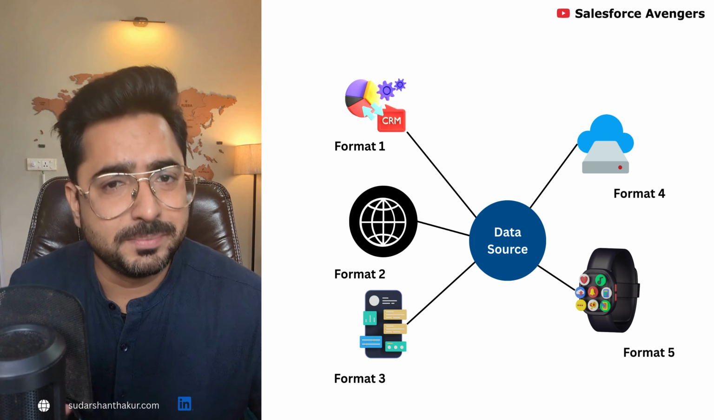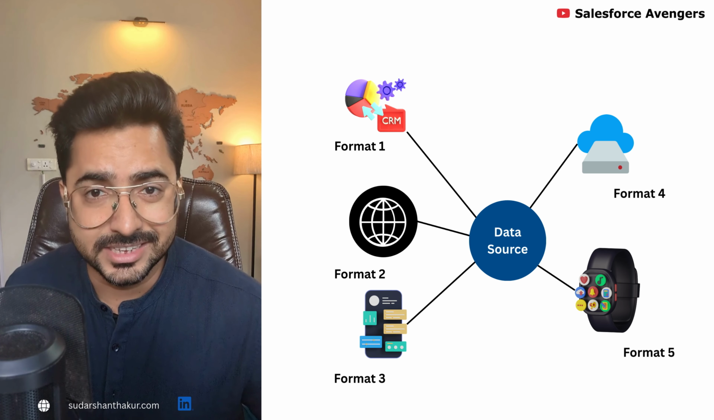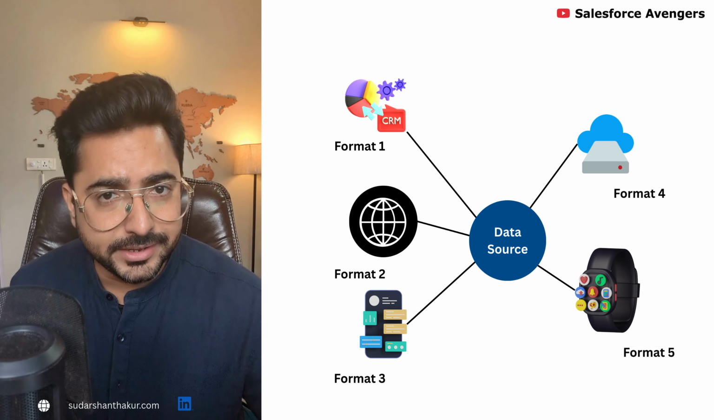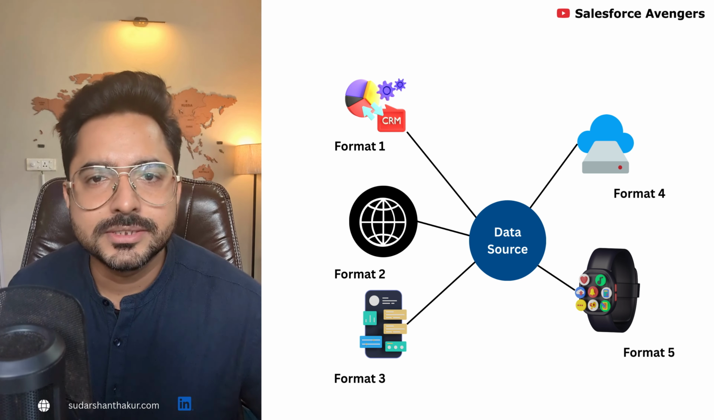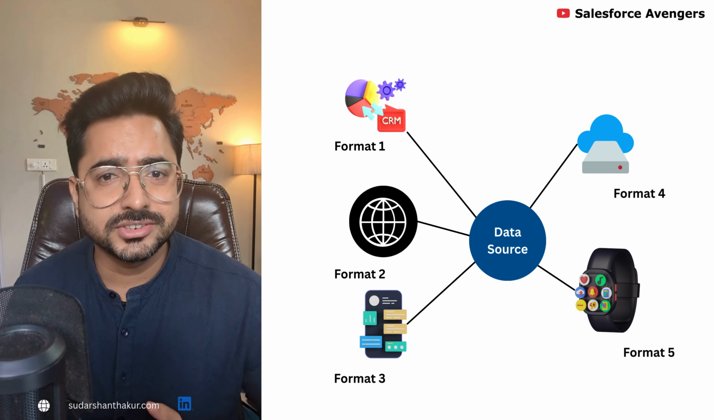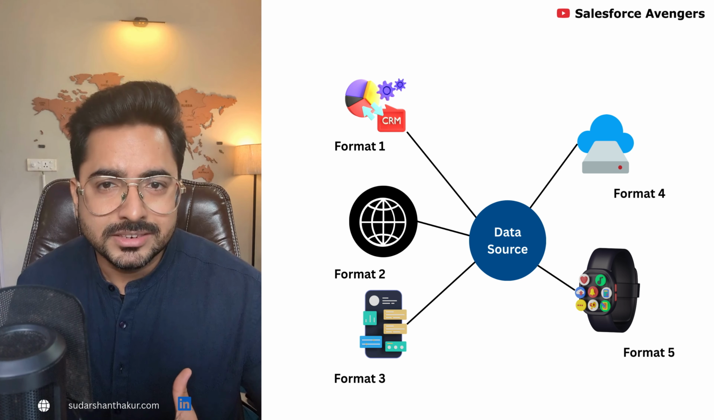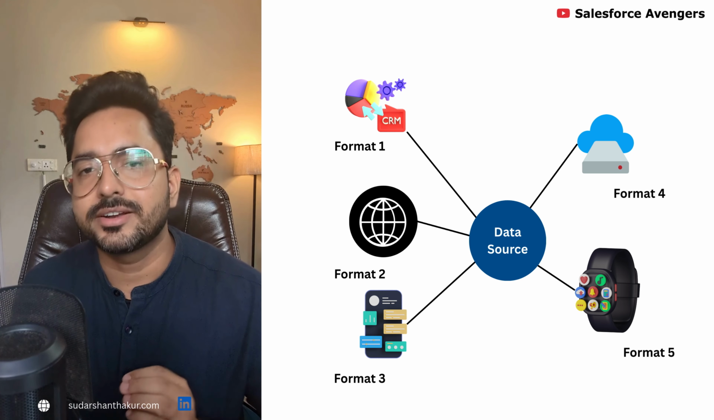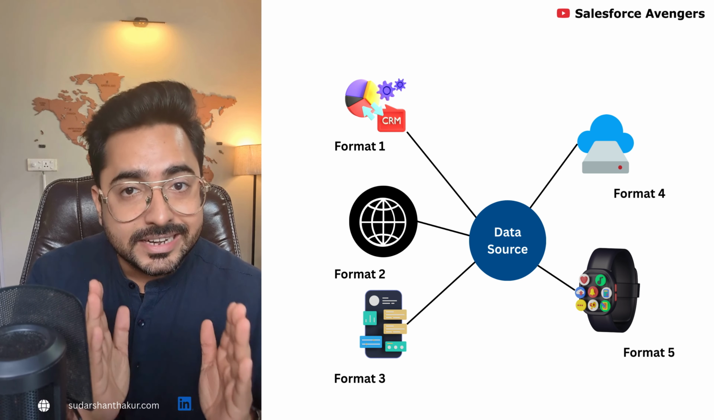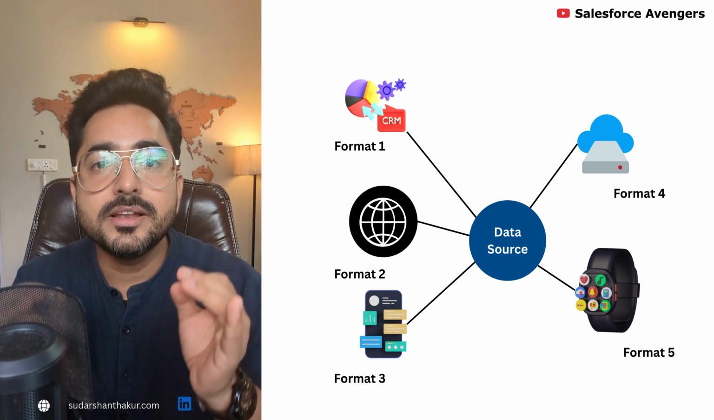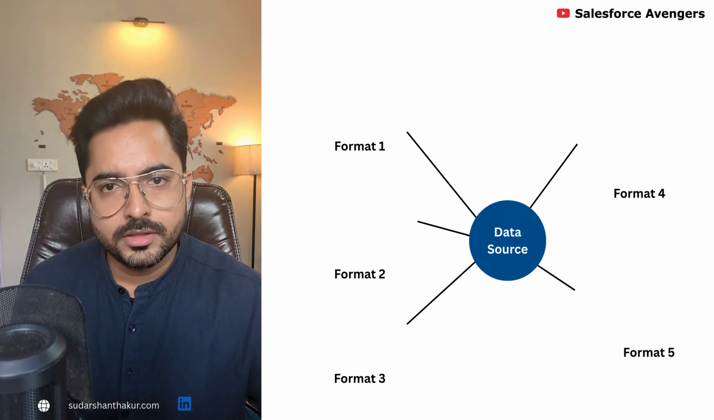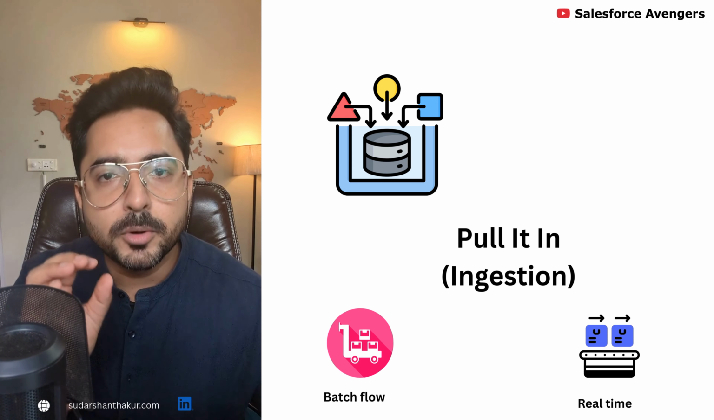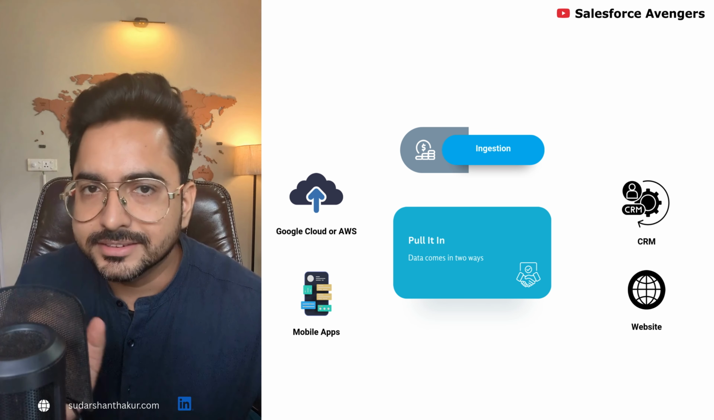Data comes from different places: CRM systems like Salesforce or Zoho, websites and mobile apps, cloud drives like Google Cloud or AWS, devices like smartwatches, POS machines, just like students submit homework via email, WhatsApp, or handwritten notes. Data also comes in multiple formats. Now we use APIs or tools like MuleSoft to pull this data inside the system.